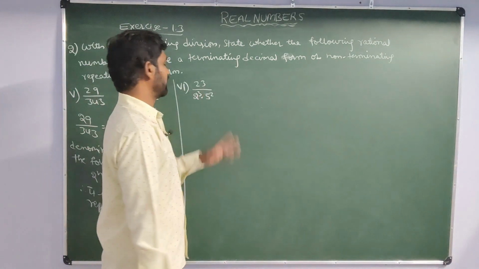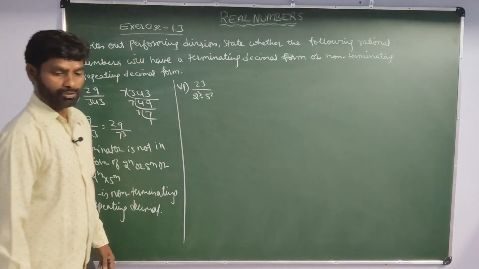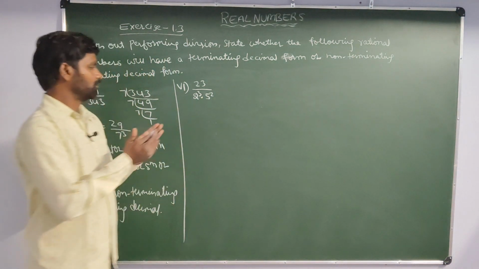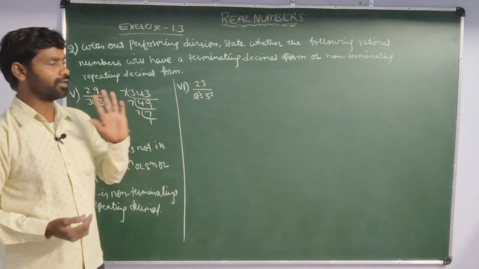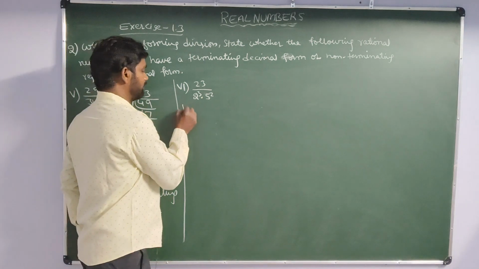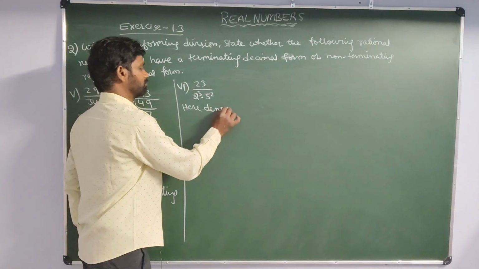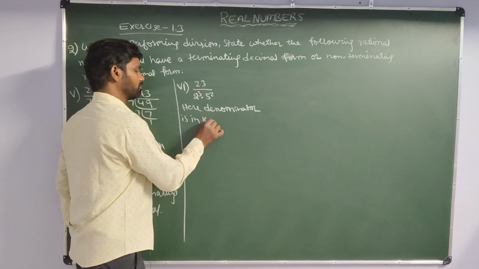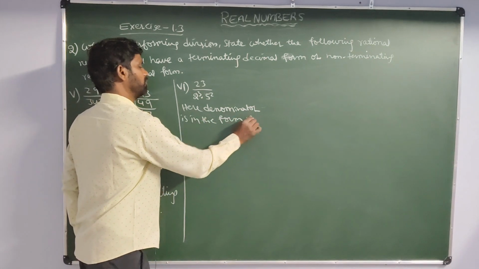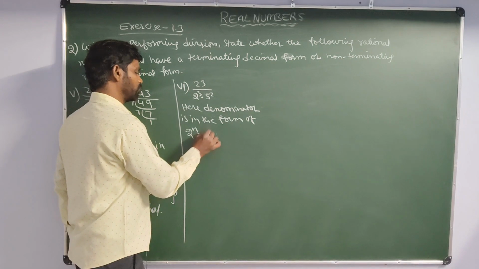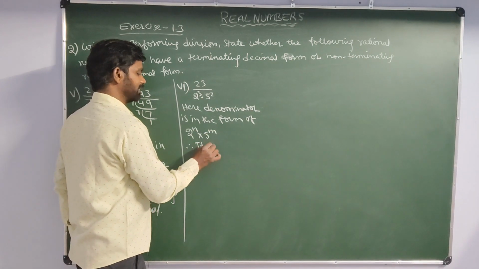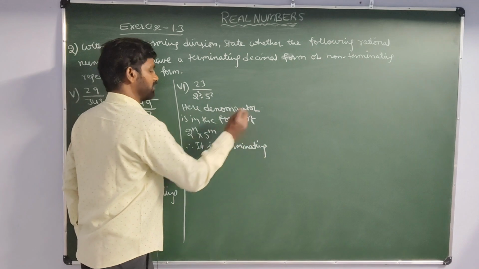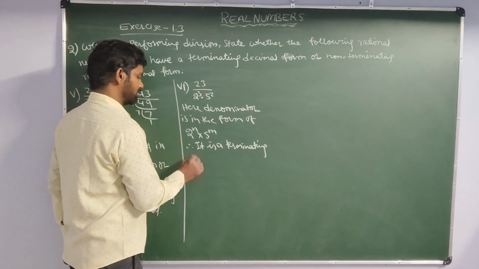Right, next question. 23 by 2 cube into 5 square. Now, directly given, look at the denominator. Here, the denominator is in the form of 2 power n into 5 power m. Therefore, it is a terminating decimal. Directly we can say it is a terminating decimal.